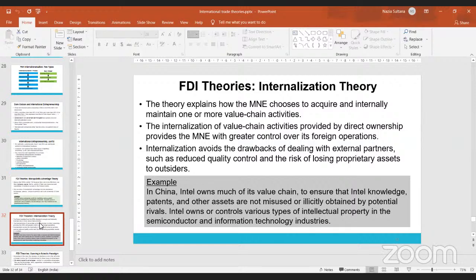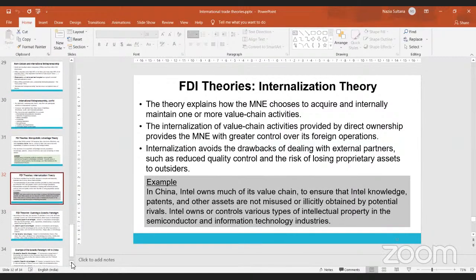So here in China, if you see the example which is being given here, Intel is owning much of the value chain, because they possess the knowledge, the patents, and other assets, which should not be misused illegally by other rivals in the market. So Intel will own and control all types of intellectual property in the IT industry and in the semiconductor industry. So the value chain in terms of your outbound and inbound activities is controlled by them. So you have the internalization of this particular FDI in terms of value chain.